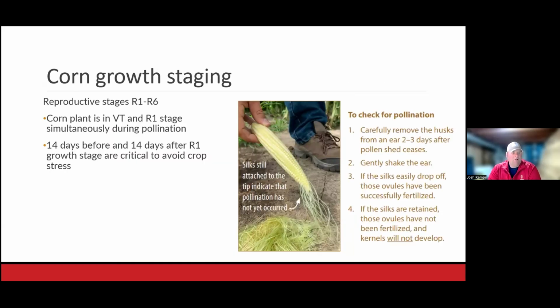A little bit more about corn growth staging once we get into that reproductive stage. Another important check-in point is that pollination. Okay, so there's a little bit of a trick here. Granted, every ear of corn is important to your growers, but it's important too to know what that pollination level is. So a little bit of a trick here.